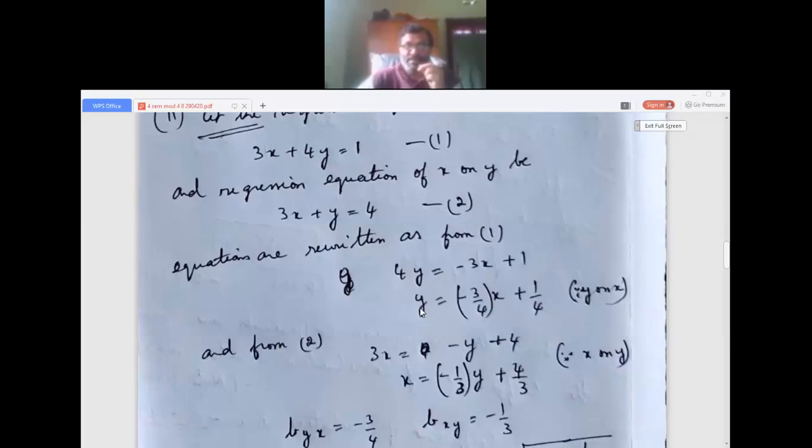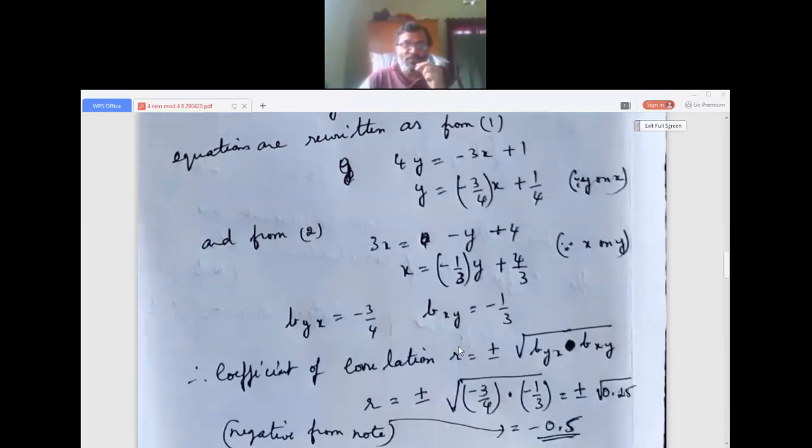This is the regression equation of y on x, and this is the regression equation of x on y. In the regression equation of y on x, the coefficient of x will be b of yx, with the sign. In the regression equation of x on y, the coefficient of y will be b of xy, with the sign. So here b of yx will be minus 3 by 4 and b of xy will be minus 1 by 3. Now, once we know the regression coefficients b of xy and b of yx, we can find r.